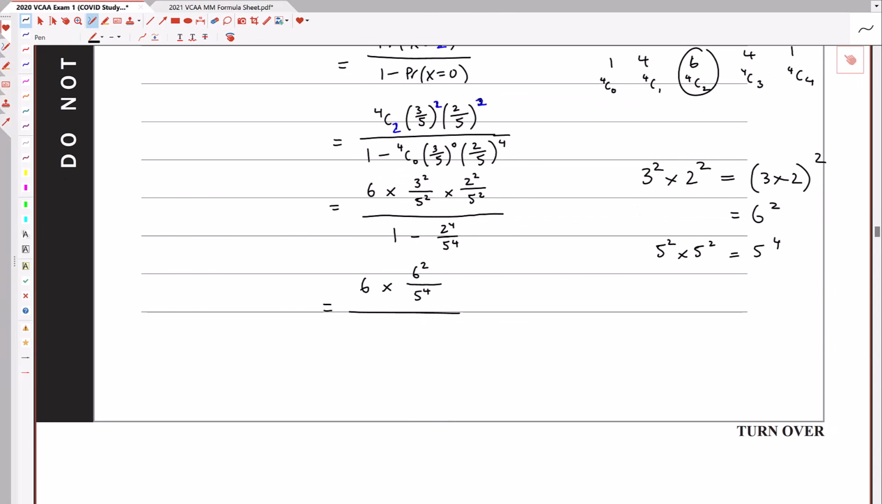Okay, then let's get a common denominator on the bottom here as well. So I'm just going to go fairly slowly here. So this is 5 to the 4 on 5 to the 4 minus 2 to the 4 on 5 to the 4.